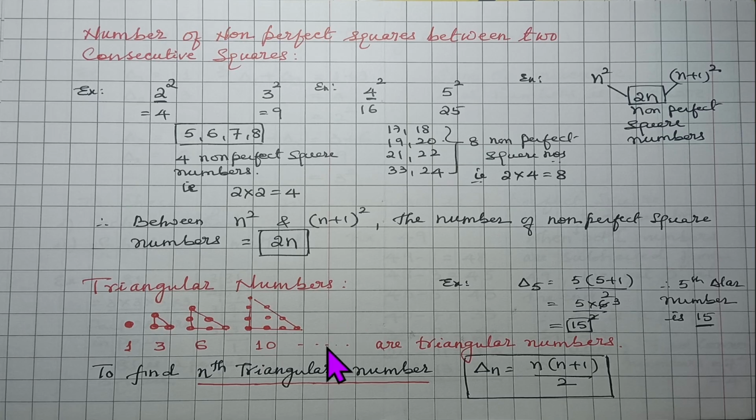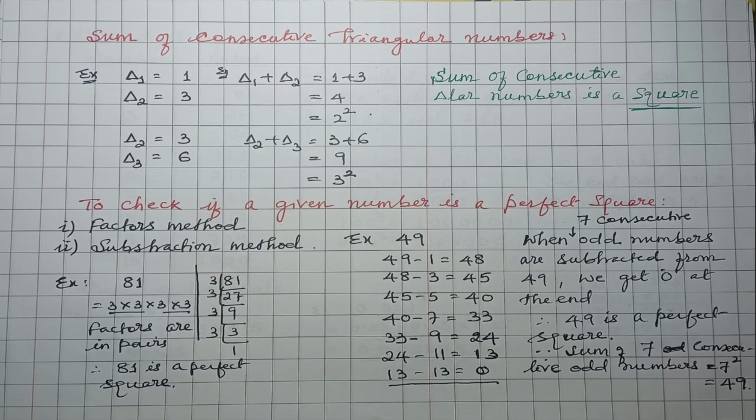Now to find the nth triangular number, the formula is n into (n plus 1) upon 2. For example, if you want to find the fifth triangular number, then it will be 5 into (5 plus 1) divided by 2, that is 5 into 6 divided by 2, that is 15. Therefore 15 is the fifth triangular number. So this formula can be used to find the required triangular number: triangle n is equal to n into (n plus 1) upon 2. Please remember that.